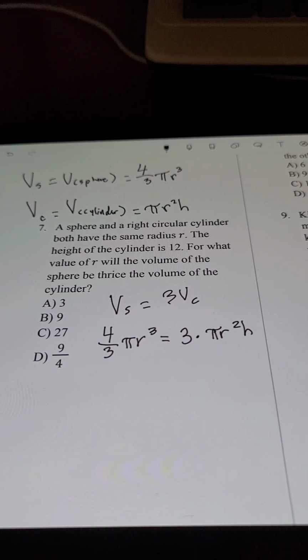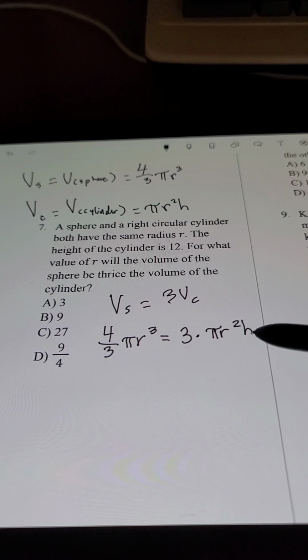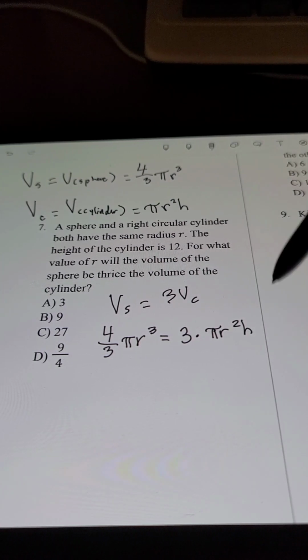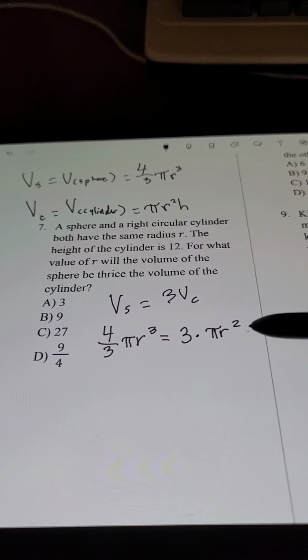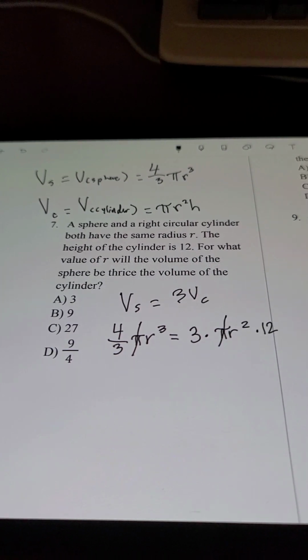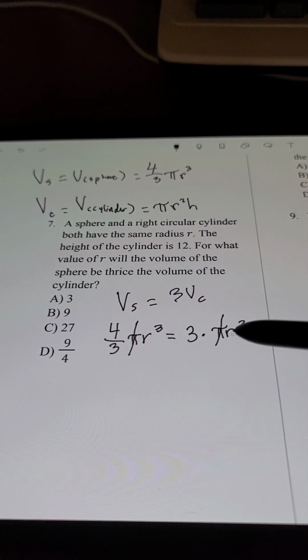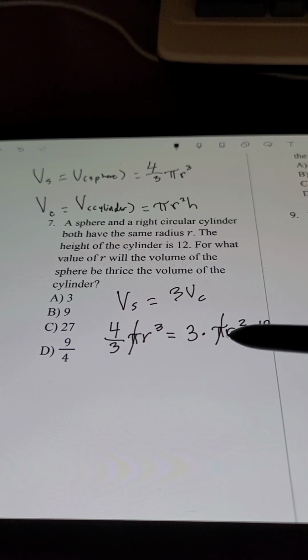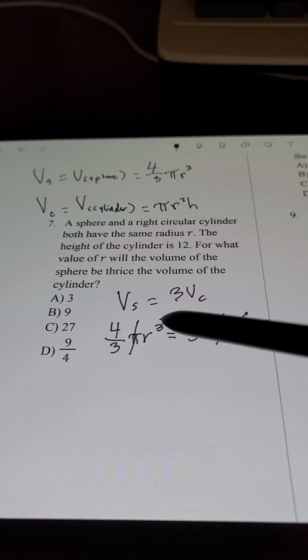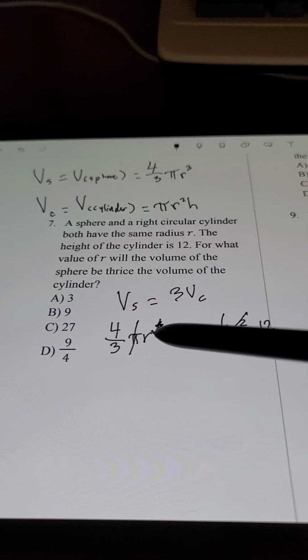And I'm also going to plug in what the height of the cylinder is. For height, instead of saying h, I know that the height is 12. So I can say just times 12 right there instead. I see a pi on each side, so I can cancel those out. And then I see an r cubed and an r squared. So if I divide by r squared on each side, this cancels out to 1, and then I can just get rid of this because I'm just left with one factor of r, one group of r, however you want to think about that.